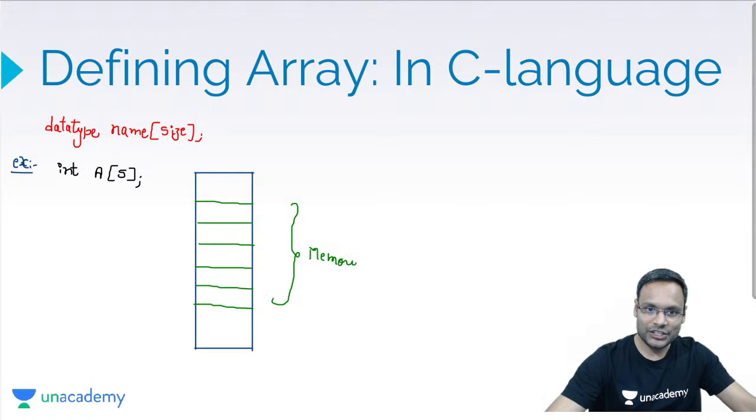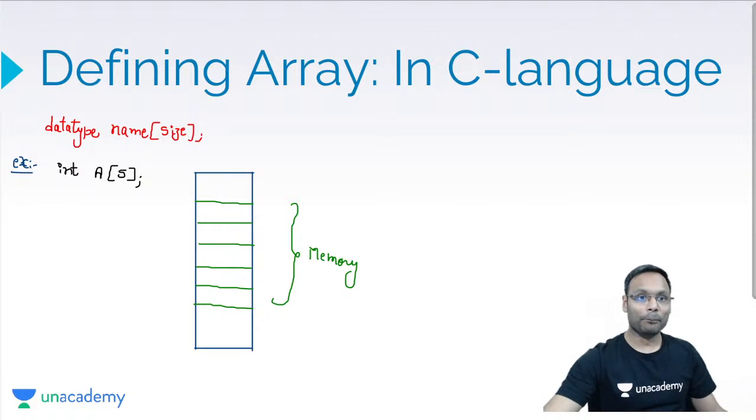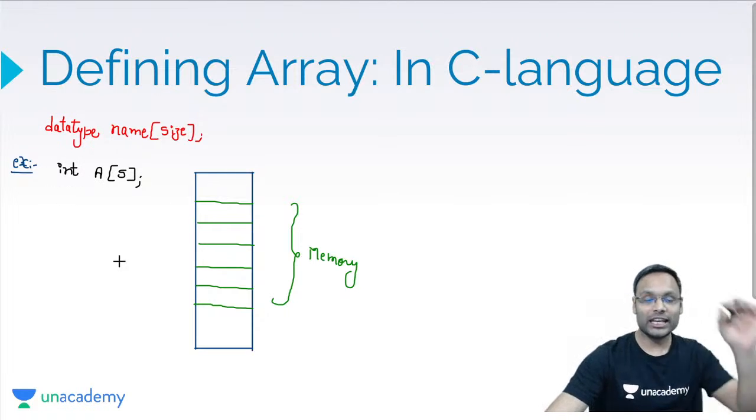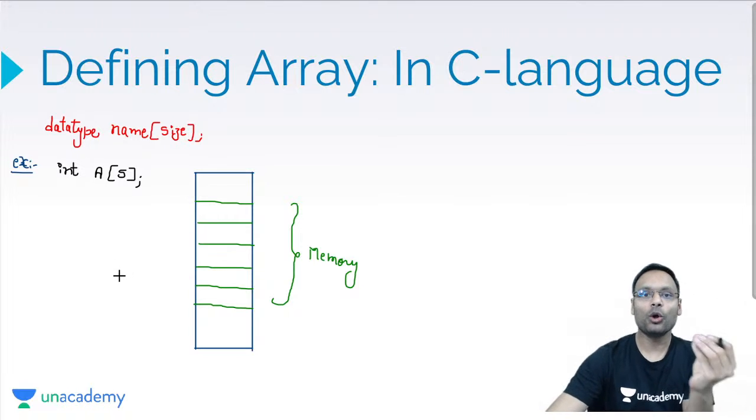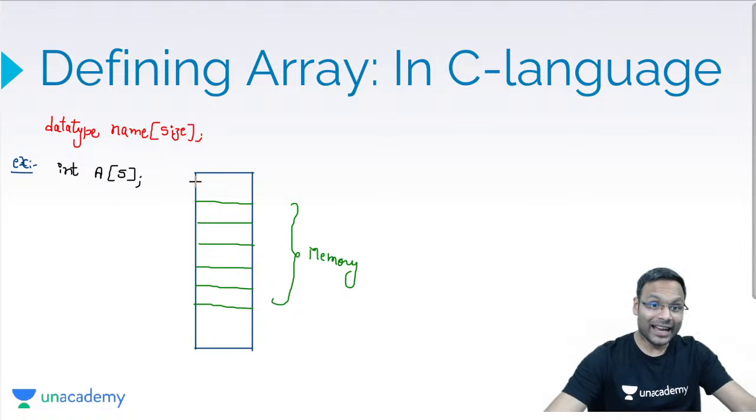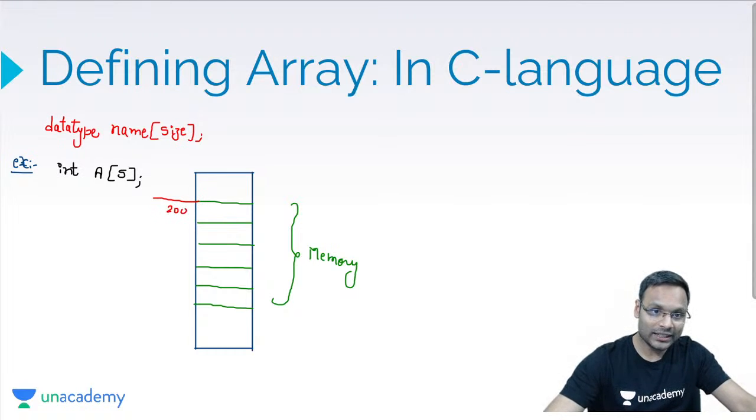Let's assume each integer takes 2 bytes in the memory, meaning each integer element will be stored on 2 locations in the memory. And if I say the first element is stored in the memory starting from address, let's say 200, you all should tell me what this 200 is called. What do you call this? This 200 is called the base address of the array.